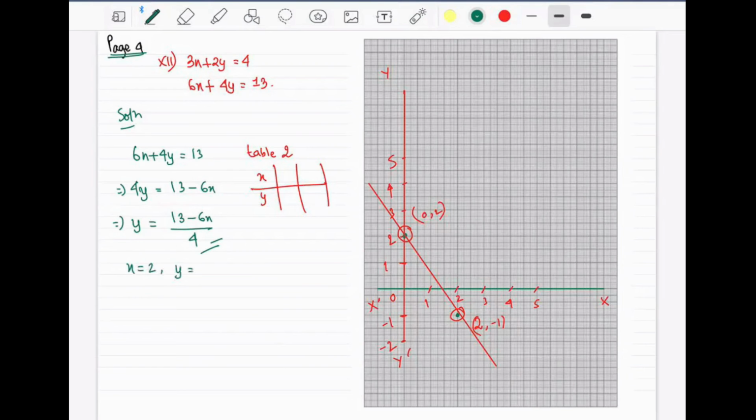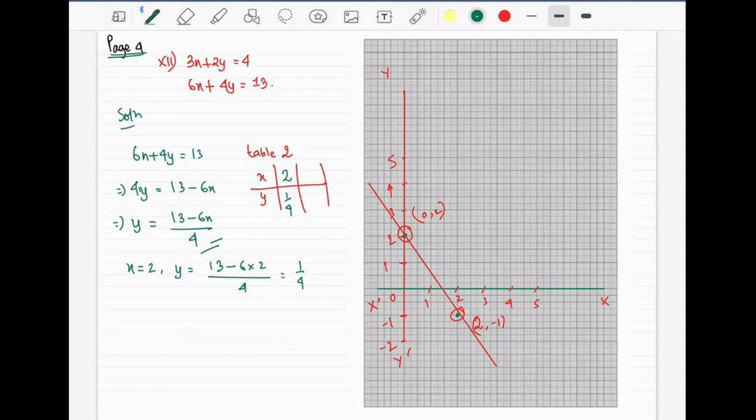What is the value of y now? 13 minus 6 into 2, divided by 4. So we get 13 minus 6 into 2 is 12, right? So we get 1 by 4. 1 by 4, it will be no issue to plot at all. So when the value of x is 2, the value of y is 1 by 4.